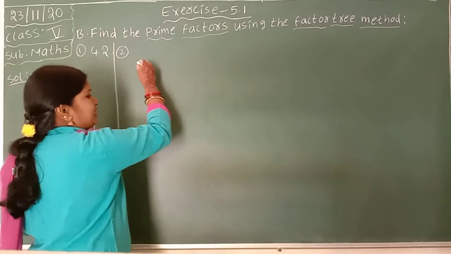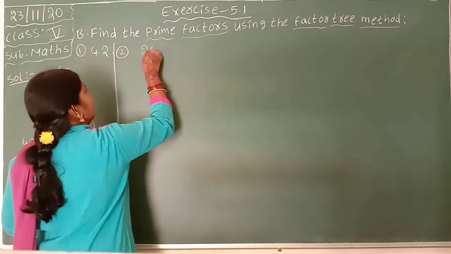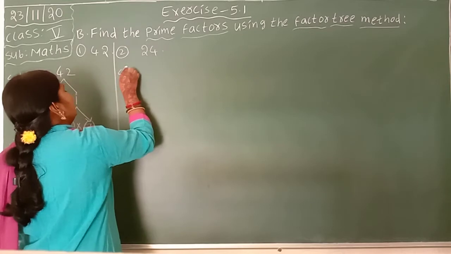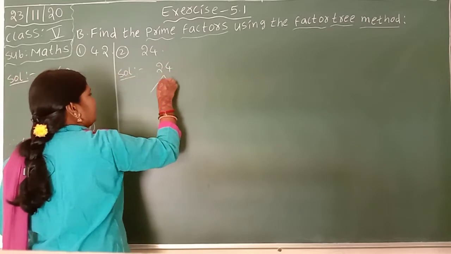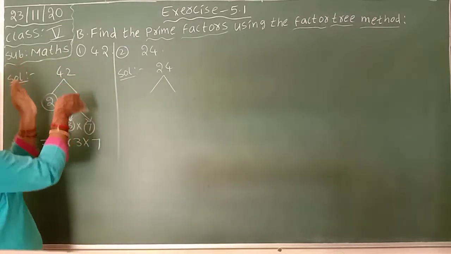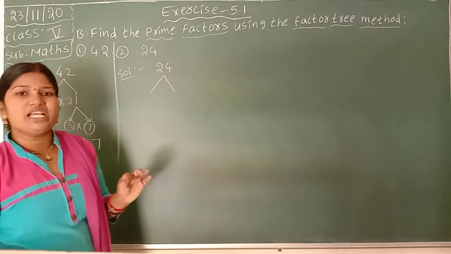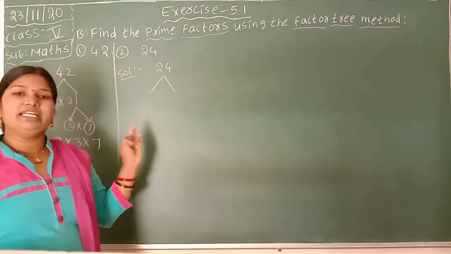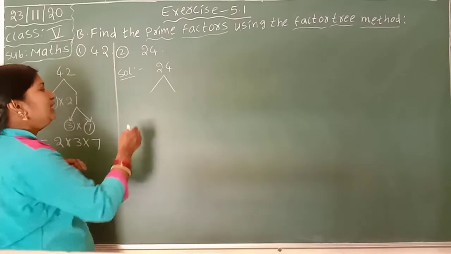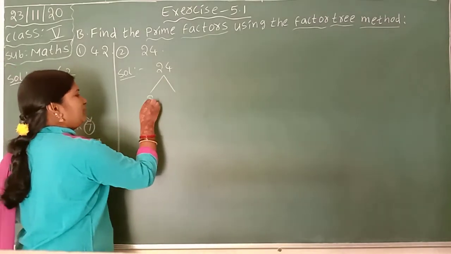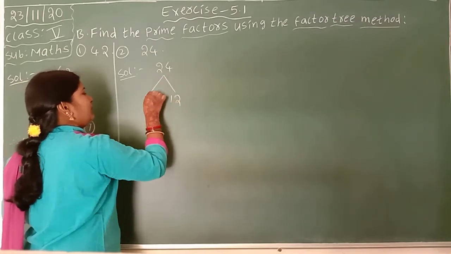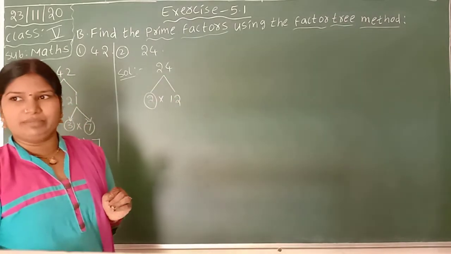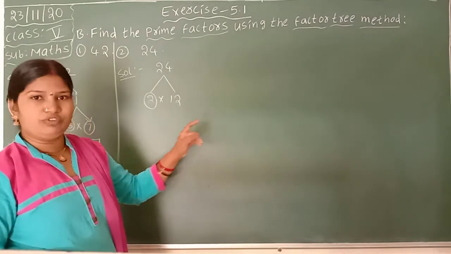Same as this, the second question is 24. Solution. 24. It looks like a tree, so it is known as the factor tree method. Here also multiply with 2. 2 ones are 2, 2 twos are 4. Circle the prime number. Here you will get 12.